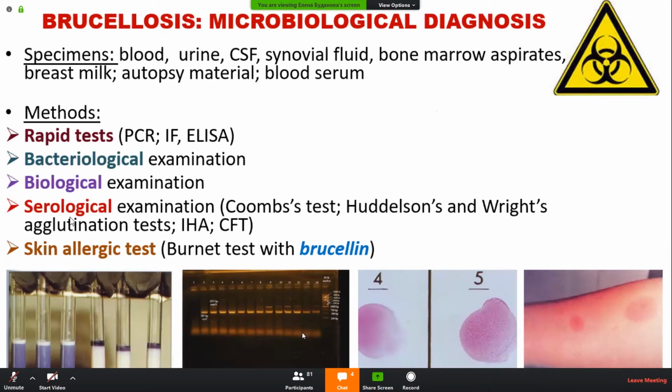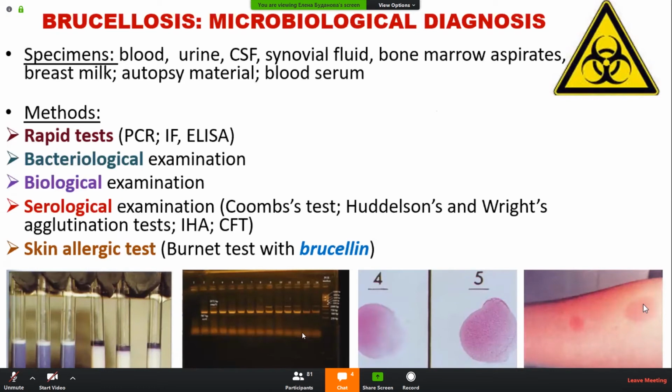And in the next slide, we will stop on serological examination, but I want to comment on some pictures in this slide. Here is the result of the Burnet test. It is a skin allergic test when brucellin is injected intradermally, in a similar way like we discussed in the tuberculin test. The similar principle. Intradermal injection helps to see inflammation and swelling in the area of injection, and the diameter of the papule and redness is measured.